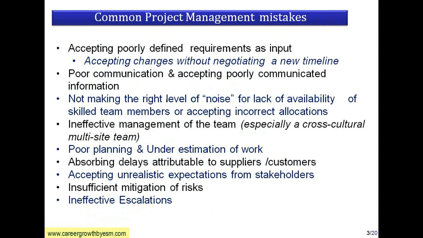The third point is about not making the right level of noise for lack of availability of skilled team members or accepting incorrect allocation. Let us take, you have some resources who are, say, very good in C++. Now you are trying to put them through everything and putting them to Java projects. Some of the members may not be inclined enough to go to that particular project, or they might have problem to unlearn certain concepts which they have learned in C++ and go to Java. There could be multiple issues like that. So you have to make sure that you are putting the right kind of people to the right job allocation.